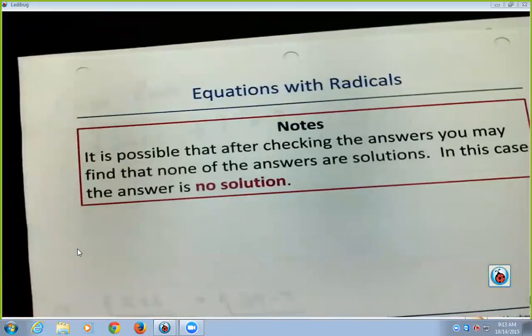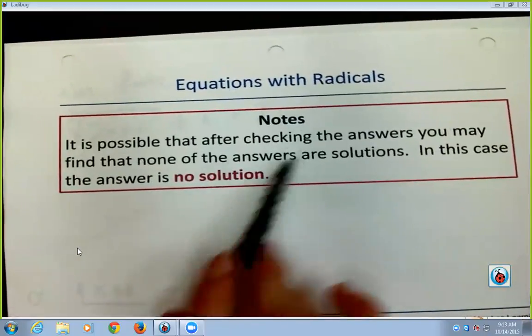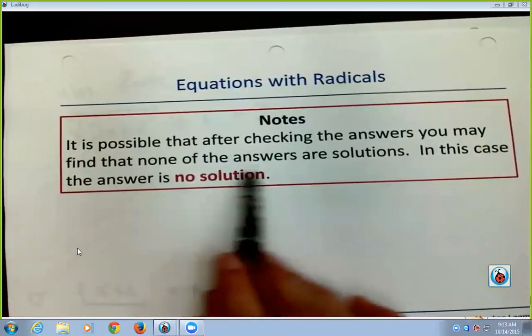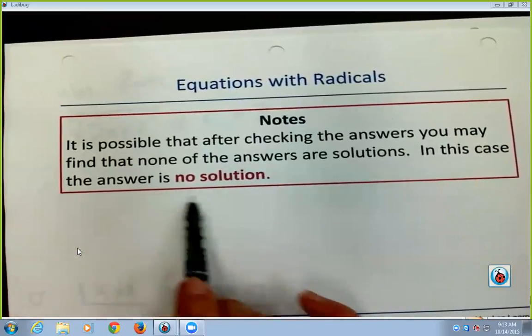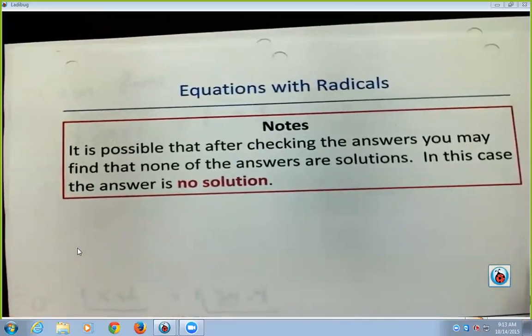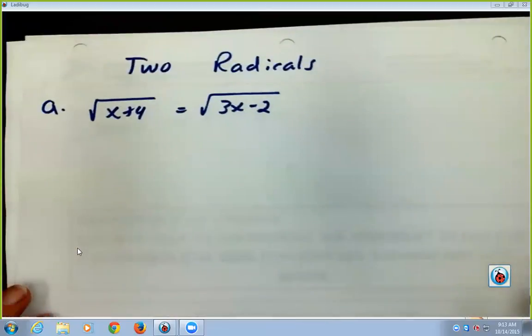So we'll skip that one, but we didn't do that other one. So equations with radicals, note that it's possible that after checking an answer, you may have none of the answers as solutions. So you could end up with a no solution in there. That's just a reminder that no solutions do pop out with those.